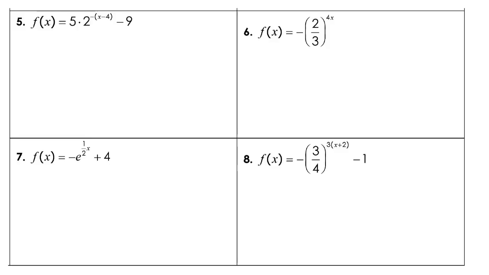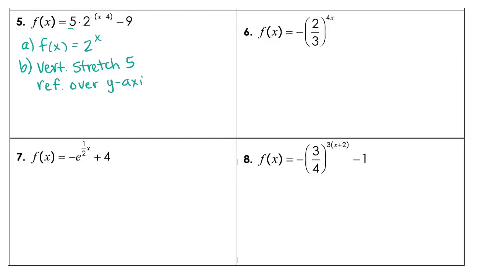All right, and continuing right along with this, we are going to go through all of those transformations again. A, the parent function here, is going to be 2 to the x power. And then B, we're going to go through all of those different transformations. So let's start with the 5. It's on the outside, so vertical stretch of 5. And let's see, then we will reflect over, because the negative's up in the exponent, so we need to reflect over the y-axis. Then we will translate here, we're going to go right 4, and then down 9.